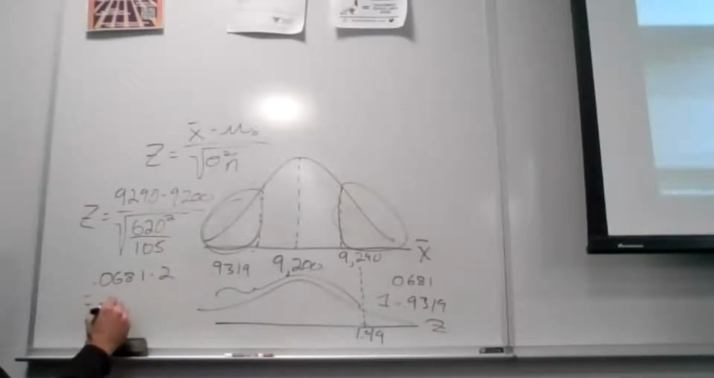Which is then 0.1362. Check my mental math, and if I'm making any errors, let me know. So this is our p-value.